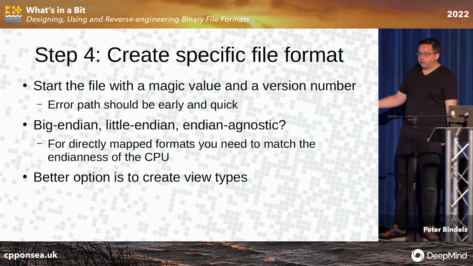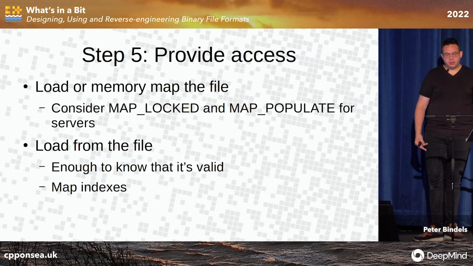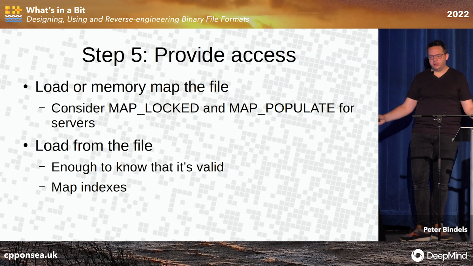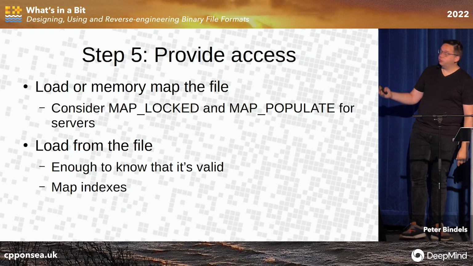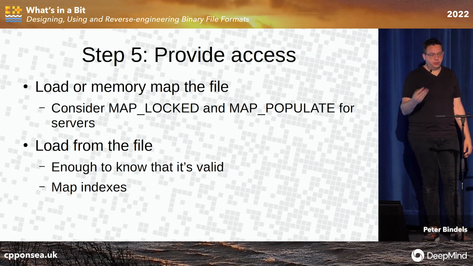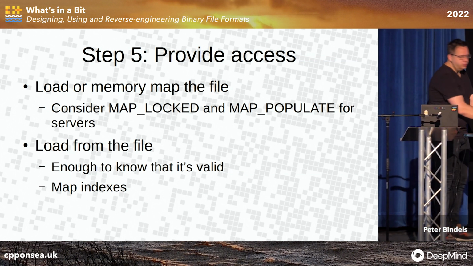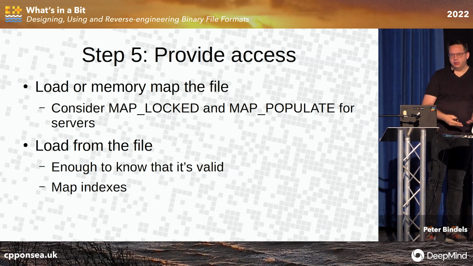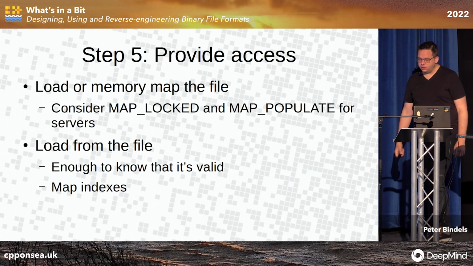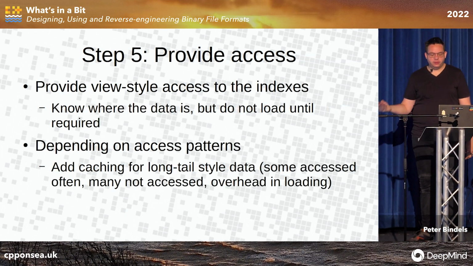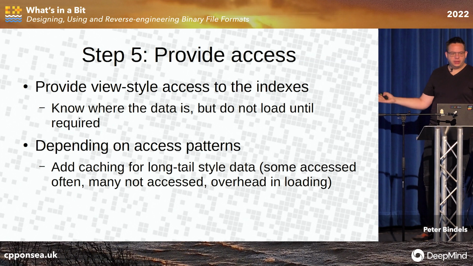The next step is to provide access. Load the file in memory. There's an option of map lock and map populate, which tries to load the entire file into memory and then lock it there, which is good if you want to have guaranteed performance. And you can explicitly choose not to do these so that your startup time will be better. It's a bit of a balance. And then we load from the file enough to know that the file is valid, that it's the version we support, that we have the indexes loaded, and that's the point where we stop. And then we take a view style access to whatever's in there. We know what's in there, we know where it is, we know how it's encoded, but we're not looking at it until we need to.